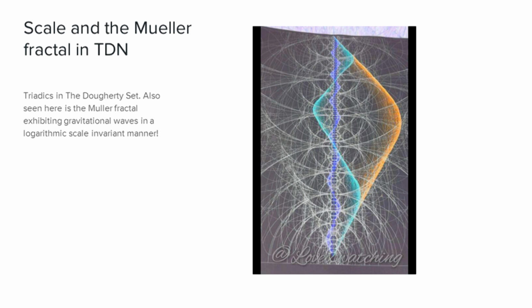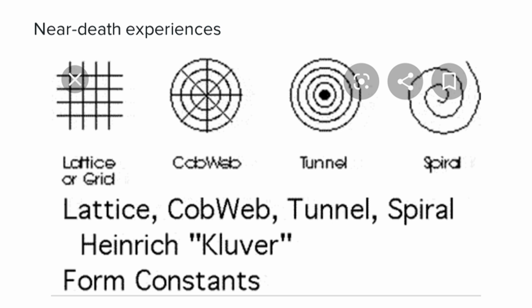Scale in the Mueller fractal in the Dougherty network. Triadics in the Dougherty set, also seen here, is the Mueller fractal exhibiting gravitational waves in the logarithmic scale invariant manner. Near-death experiences. When you die, you go into possibly the same hole as the center of the Dougherty set or the Dougherty network.